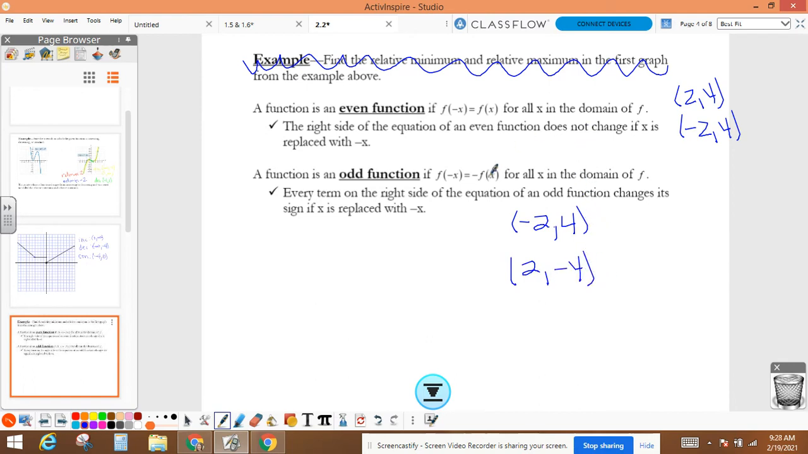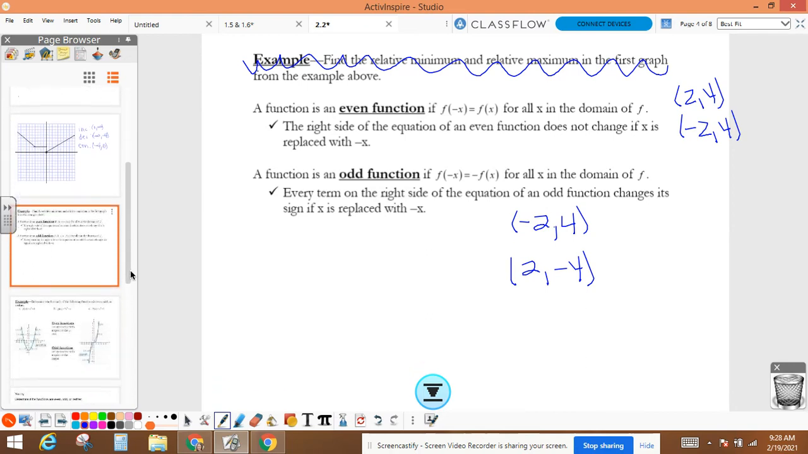So what we're saying here is for an even function, it's going to have what we call y-axis symmetry. I can fold the picture in half and everything lines up. If there's a point in quadrant 1, there's a point in quadrant 2 that lines up with it. For an odd function, it has what we call origin symmetry. I can rotate it around the origin 180 degrees and my points line up. So something in quadrant 1 has a friend in quadrant 3. Quadrant 2 has a friend in quadrant 4.